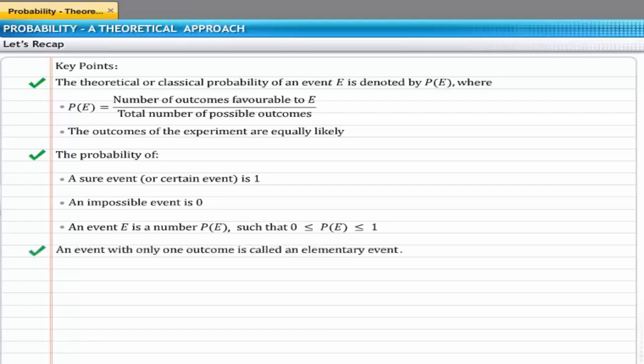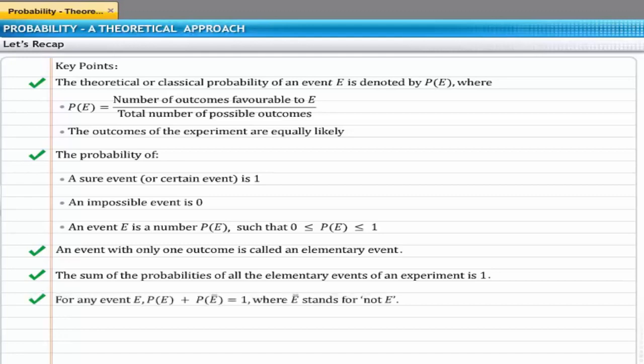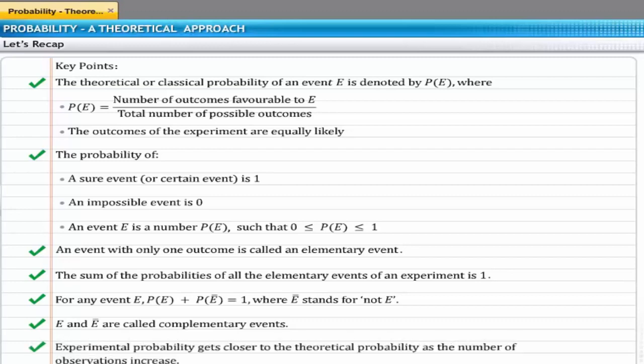An event with only one outcome is called an elementary event. The sum of the probabilities of the elementary events of an experiment is 1. For any event E, P of E plus P of E bar is equal to 1, where E bar stands for not E. E and E bar are called complementary events. Experimental probability gets closer to the theoretical probability as the number of observations increase. Hope you enjoyed this session.